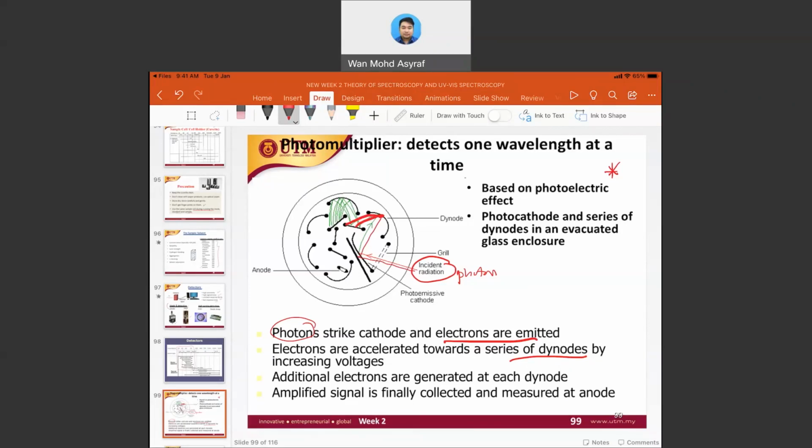Additional electrons are generated at each diode. Once it reaches the first diode, it will increase its electron number, and then it hits the second diode, the third diode, the fourth diode. So you can imagine that you would have multiple electrons inside your photomultiplier tube. This amplified signal is finally collected and measured at the anode. This is how a photomultiplier tube works.